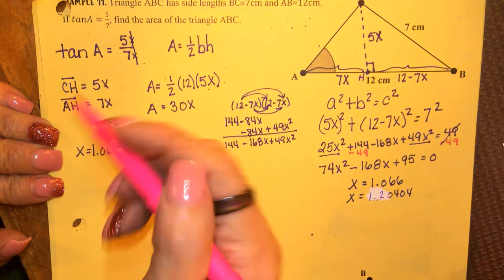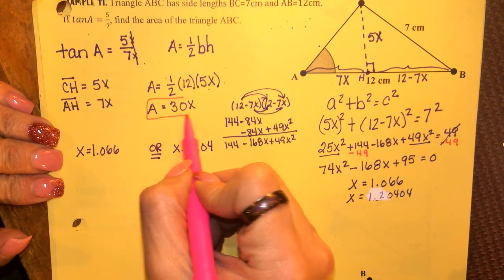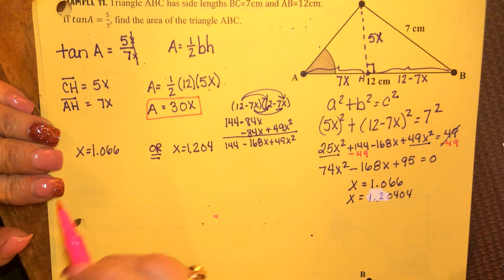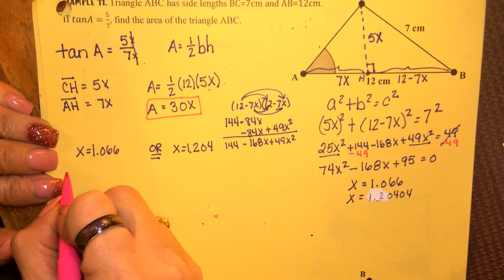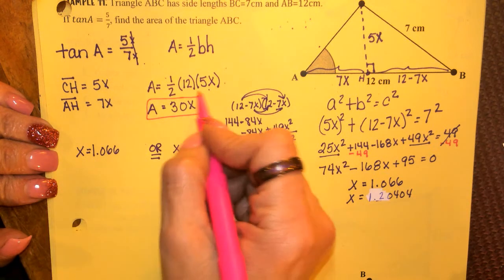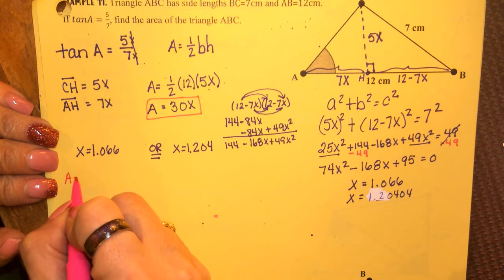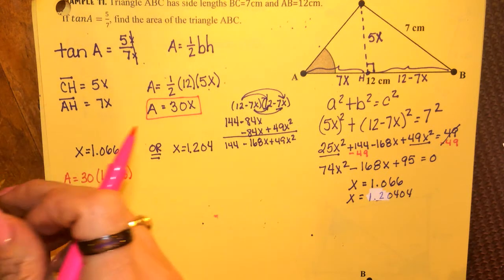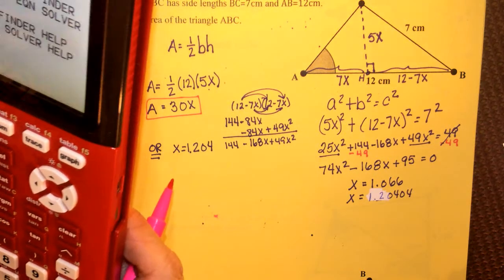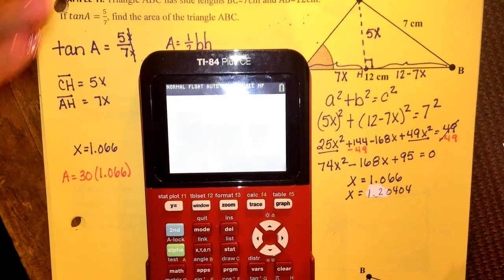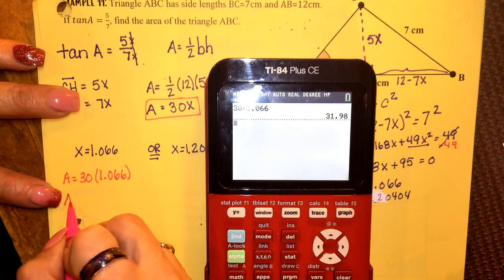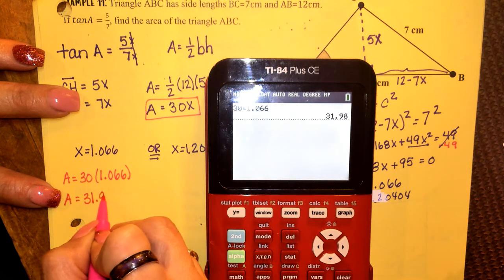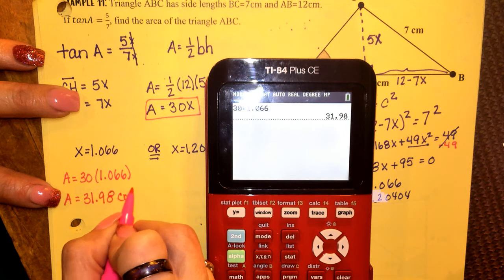Okay, I'm going to do this first one. I'm going to take this right here because I know the answer, right? So I'm just going to plug that in. Depending on how you want to do it, it's going to be the same. So area equals 30 times 1.066. I've got to do it twice. 30 times 1.066 is 31.98, and it would be centimeters squared.